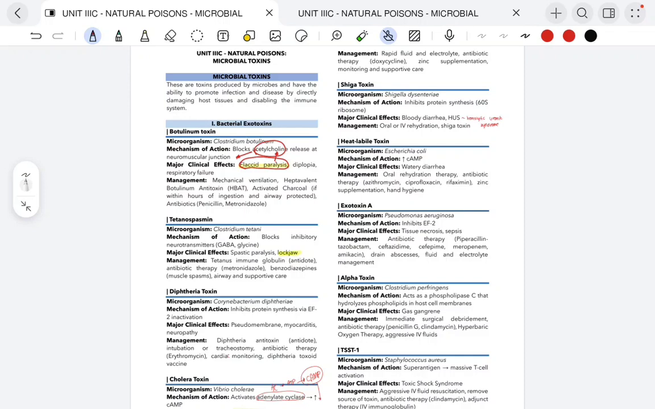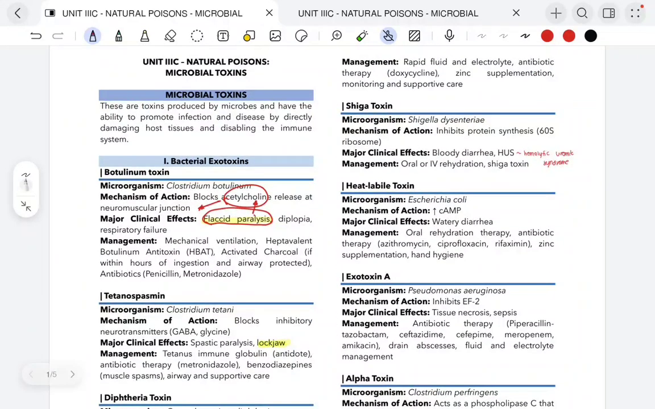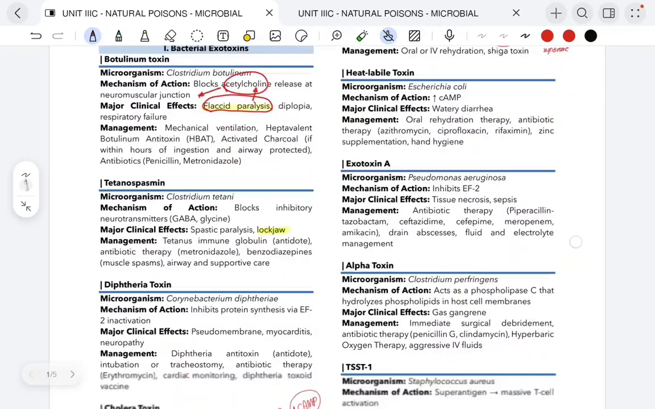So from your Shigella dysenteriae. Okay, so its mechanism of action is that it inhibits your protein synthesis. To be specific, it targets your 60S ribosomal subunit. And then for major clinical effects, it causes your bloody diarrhea, and we have your HUS, or it stands for your hemolytic uremic syndrome. For the management, we can provide oral or IV rehydration, and we can provide as well Shiga toxin antitoxin as an antidote. The next one, we have heat labile toxin.